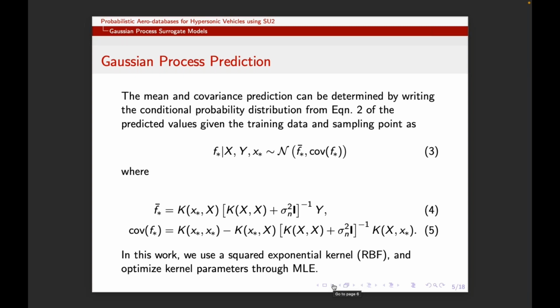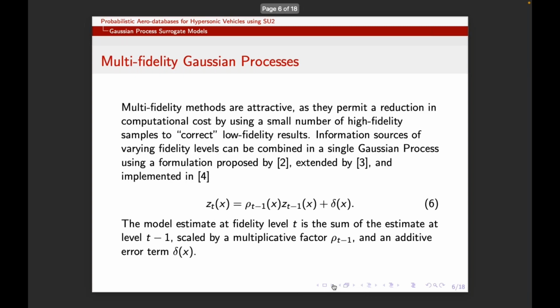And the covariance is particularly useful because that's going to signify effectively the epistemic uncertainty of the resulting Gaussian process. So where we don't have very many samples, that epistemic uncertainty is going to be larger. We can actually use that as an indicator function on where to place additional samples. So throughout this work, we're using a squared exponential kernel, also called a radial basis function kernel, and we're optimizing all of our kernel parameters through maximum likelihood estimation.